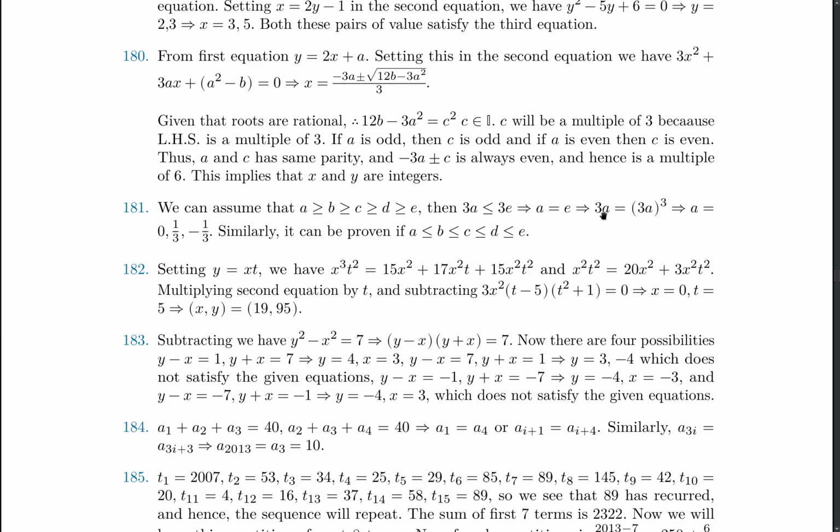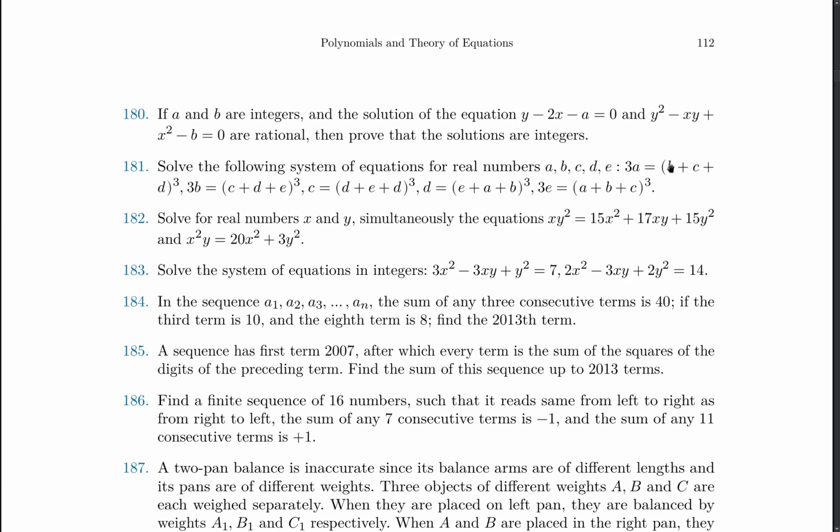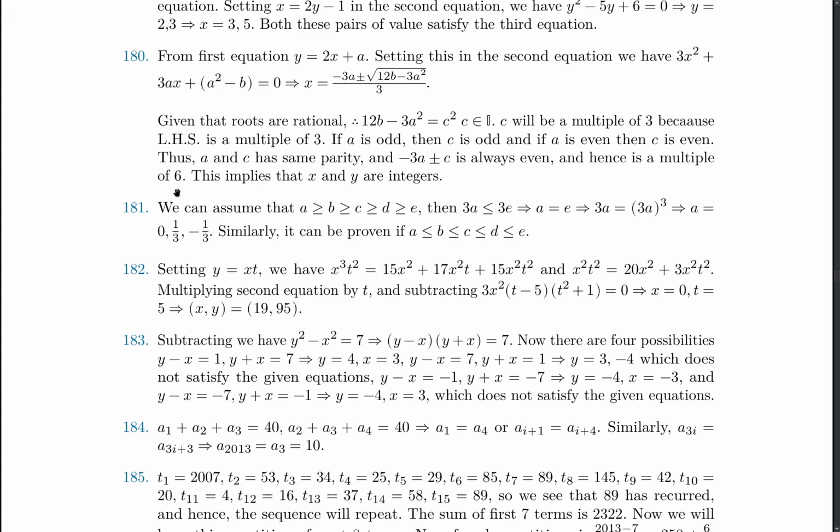Okay. So this becomes 3a = (3a)^3, and we get 3 roots: 0, 1/3 and -1/3. So if you look at the solution, what essentially is happening is, if a is 0, then b, c, d all have to be 0, and e also has to be 0. If a is 1/3, then b, c, d and e will have to be 1/3. If a is -1/3, then the remaining would also be -1/3. You can approach this problem with the other inequality as well, which is a ≤ b and so on.